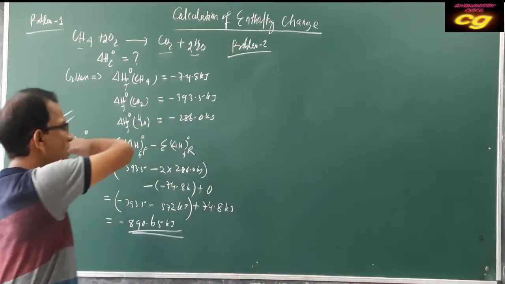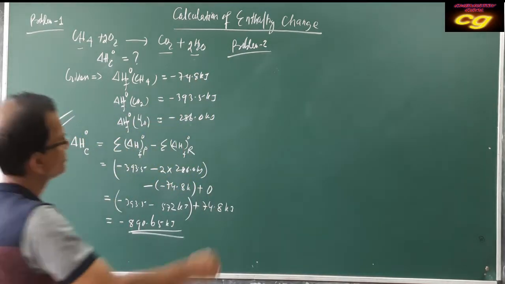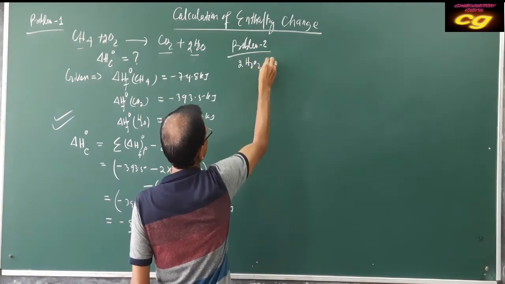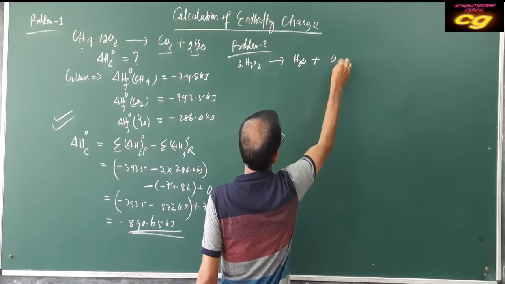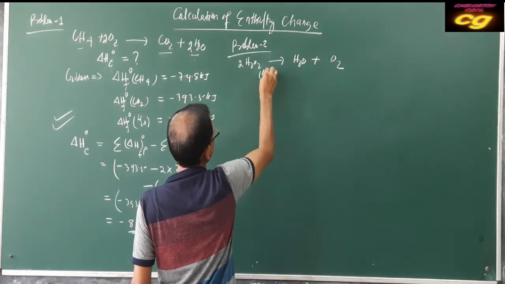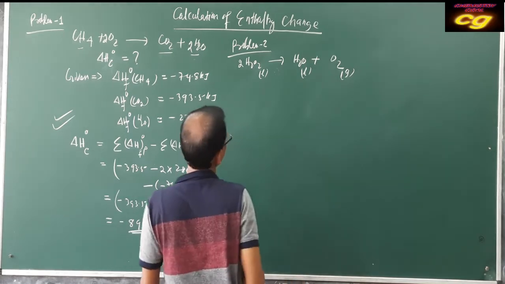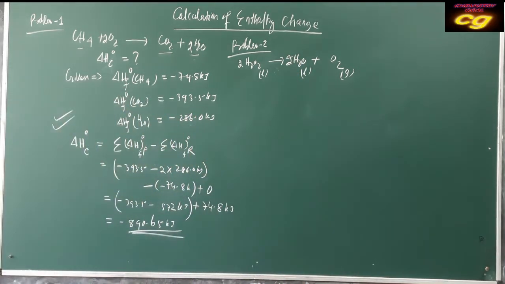Problem 2 is like this. The reaction given is 2H2O2 changing to water plus oxygen. Here H2O2 is liquid, water is also liquid, and oxygen is gas. To balance, you multiply by 2 here. Now it is balanced. This type of reaction is given. What data are given? The enthalpy of formation is given.